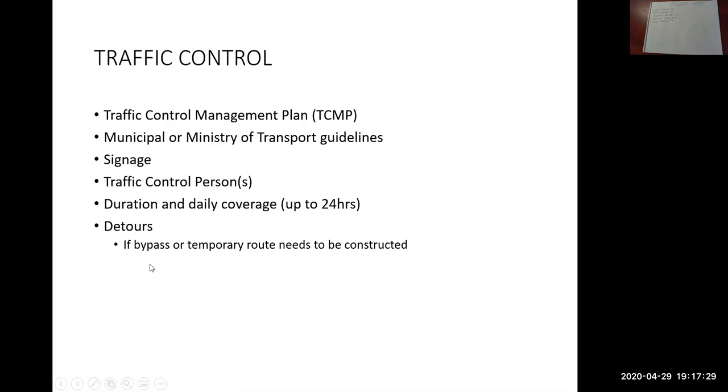Detours. So again, if you need to close a road because you have to dig a giant hole in the middle of it for whatever reason, so the road can be closed maybe for a week, let's say. Possibly you may need to build a detour or a bypass.